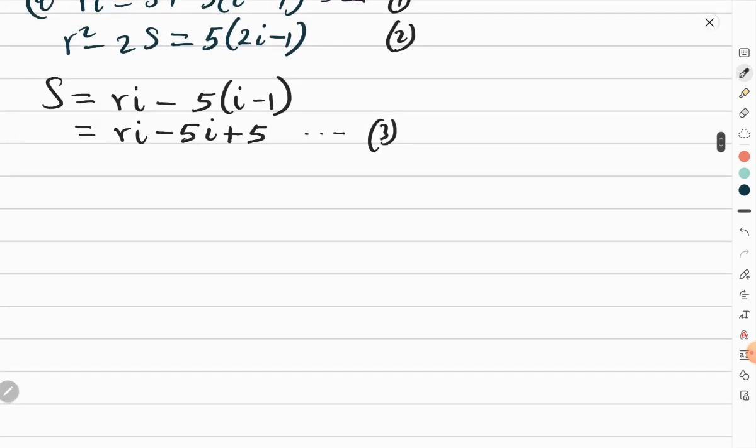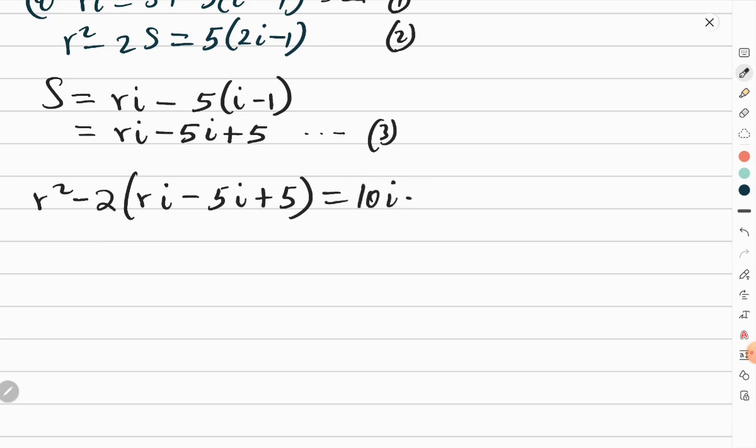Now, ours is to substitute equation number 3 back into equation number 2. We are going to write r squared minus 2. In the place of s over here, we are going to put what s is equal to. So we have r, then i minus 5i, let's mix 5 to be 5, so plus 5. Then this is basically equal to 5. Let me just solve that one. So we have 5 times 2i, it's 10i, then minus 5.